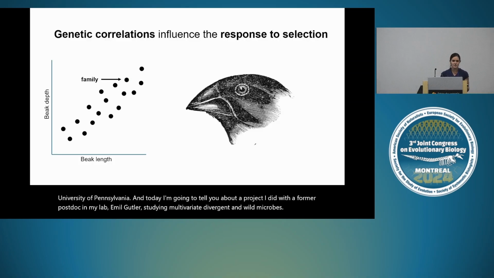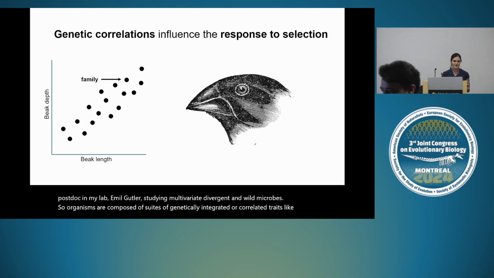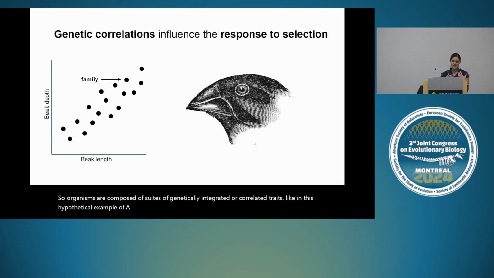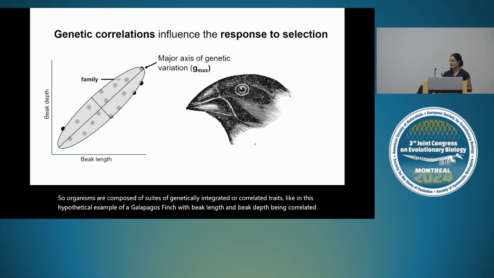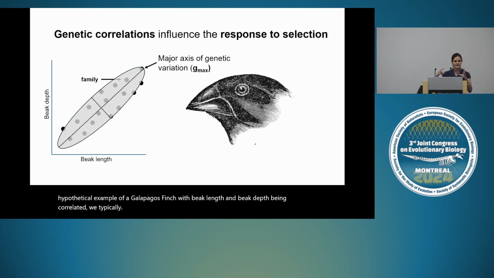So organisms are composed of suites of genetically integrated or correlated traits, like in this hypothetical example of a Galapagos finch, with beak length and beak depth being correlated. We typically represent genetic correlations as these elongated ellipses where the long axis of this ellipse is referred to as the major axis of genetic variation, or Gmax. And it's the multivariate combination of traits that contains the most genetic variation.